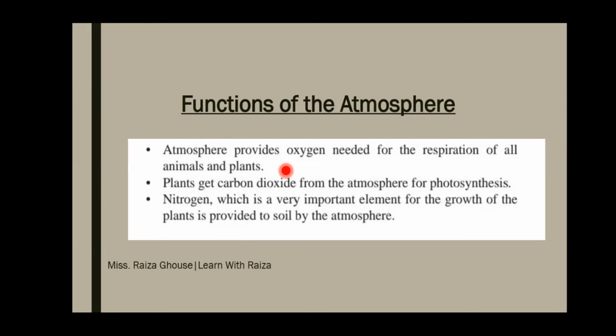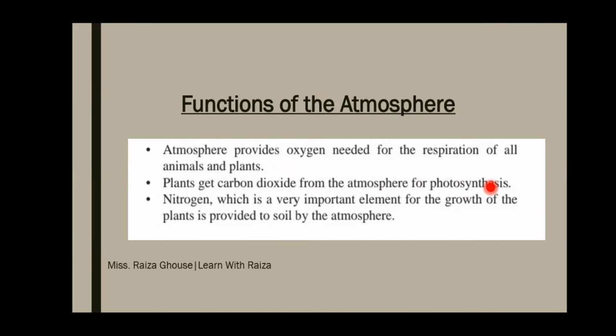Second thing, plants get carbon dioxide from the atmosphere for photosynthesis. That is the second point. Now try to remember this. When I'm repeating the words, you also repeat them. When you repeat and repeat, it automatically gets saved. Plants get carbon dioxide from the atmosphere for photosynthesis.